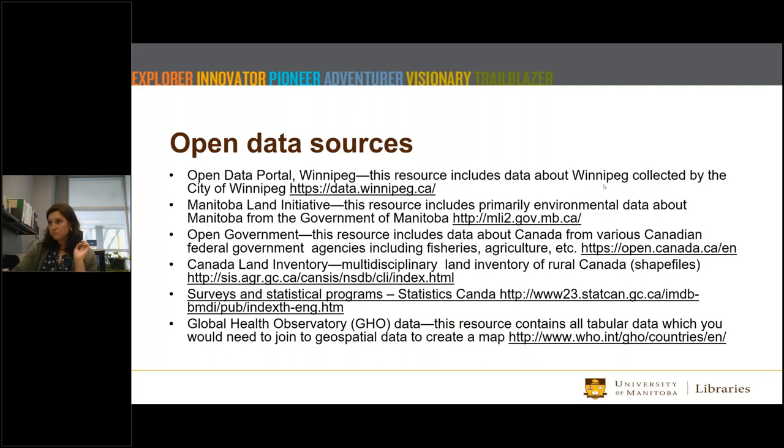So, for example, from Open Government or from Open Data Portal, you could download the files that have the outline of an area, and then from Surveys and Statistics Canada, you could download tabular data relating to age demographics within that region. Then using the information on page three of the workbook that I sent out in advance, it has the information about how you mesh those two things together to create a map. And if you have any questions about how to do that, we can have a conversation as well.